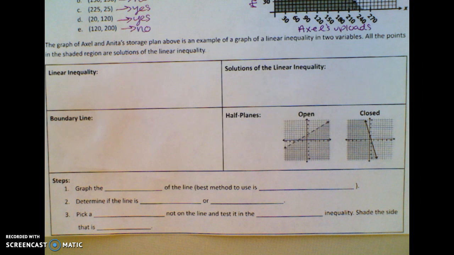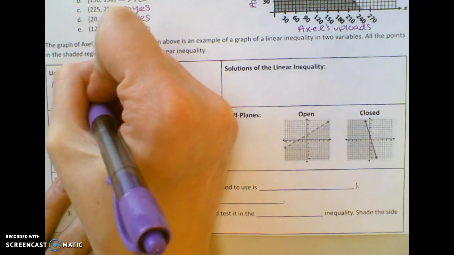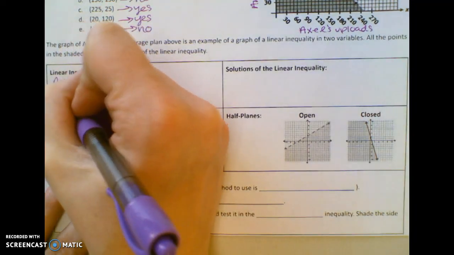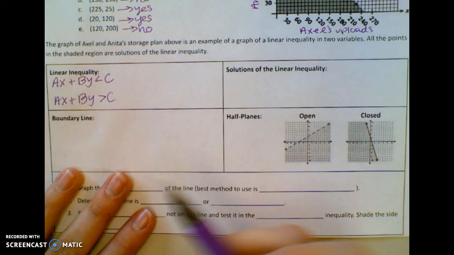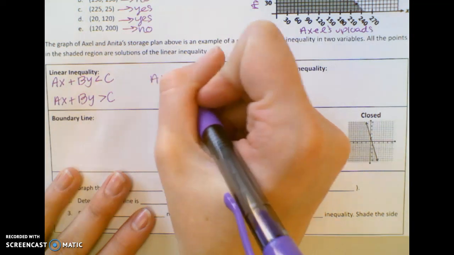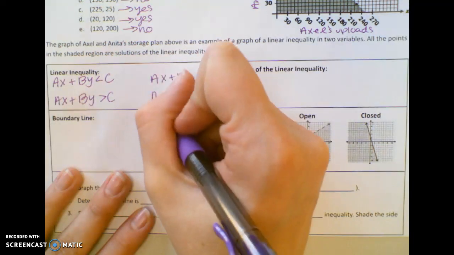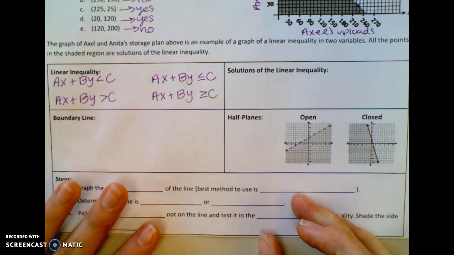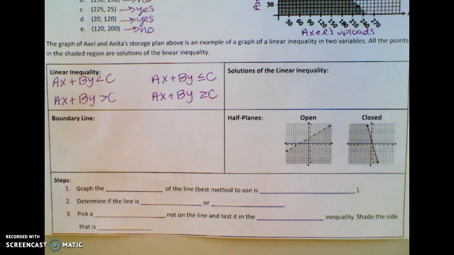There are 4 different ways that it could look, and that's just based on the 4 different inequality symbols we have. We could have ax plus by is less than c. We can have ax plus by is greater than c. And then we could have both of those with the equal to symbol underneath. So that would be ax plus by is less than or equal to c, and ax plus by is greater than or equal to c. So that is how we are going to write our linear inequalities. It'll look like one of these inequalities there.